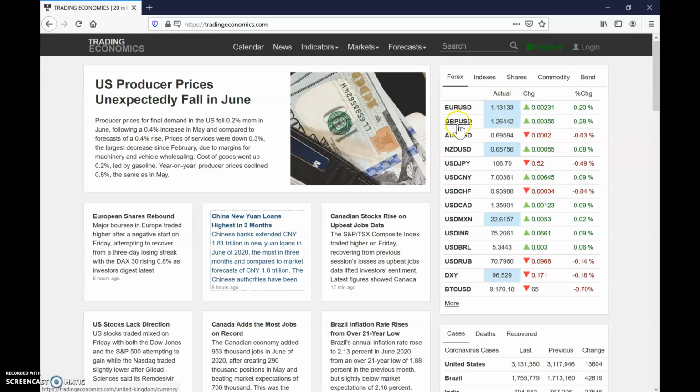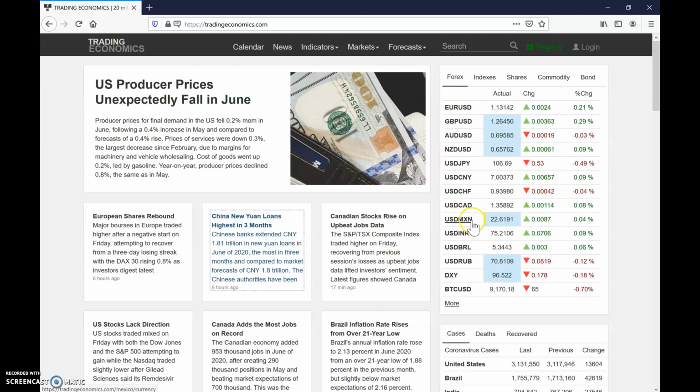The second one, GBP USD, is 1.26449. $1 is equal to 1.26450 Great Britain pounds.